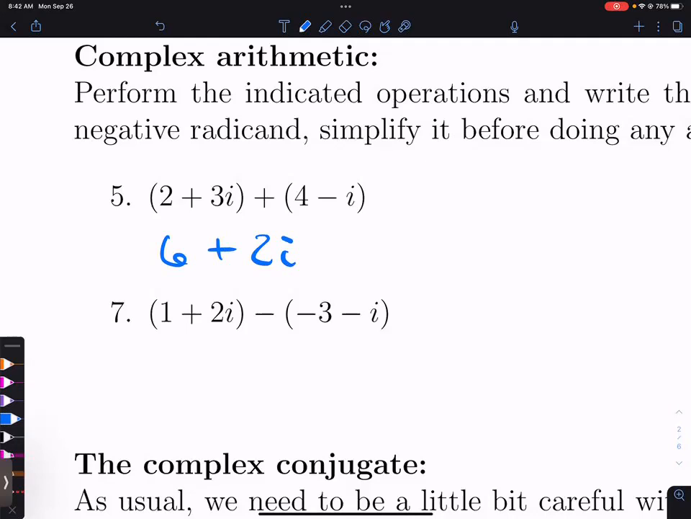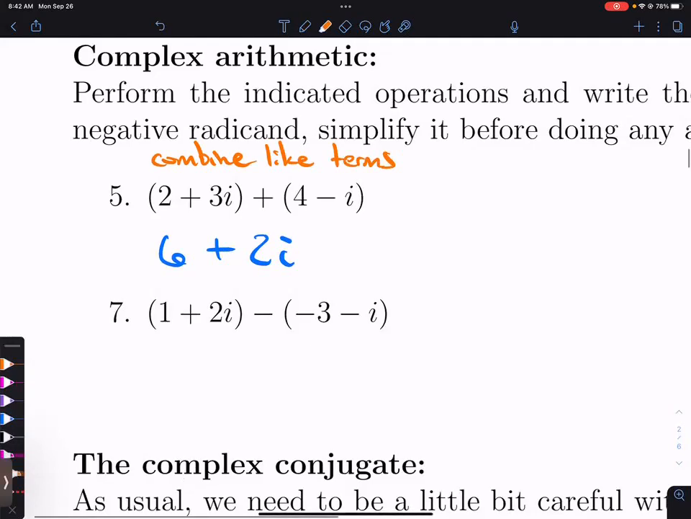Subtraction would work the same way. So just think about it as combining like terms. We add the real parts to get 6. We add the imaginary parts to get 2i.